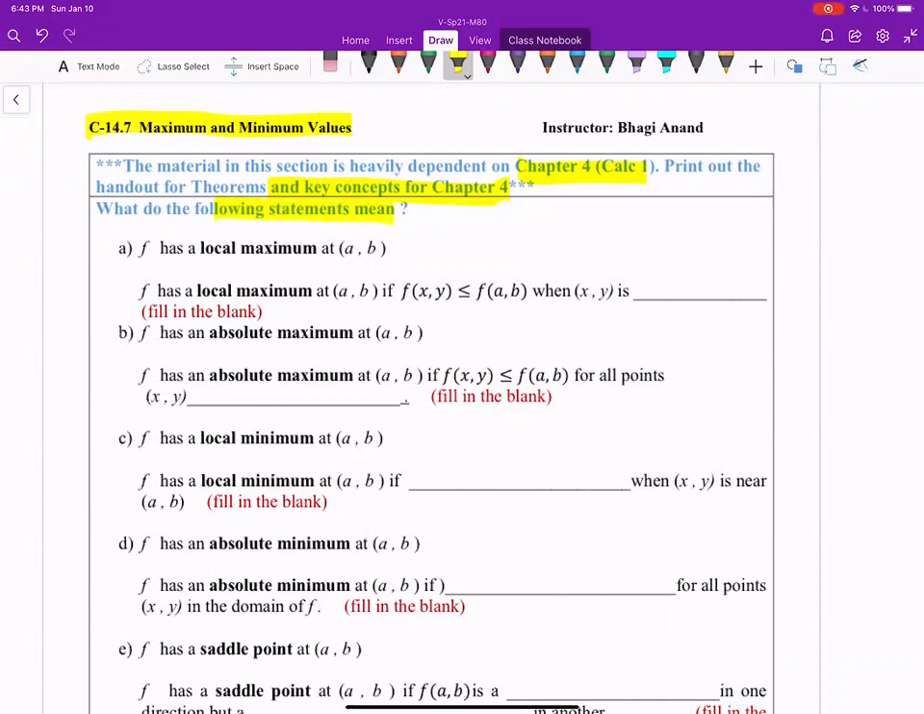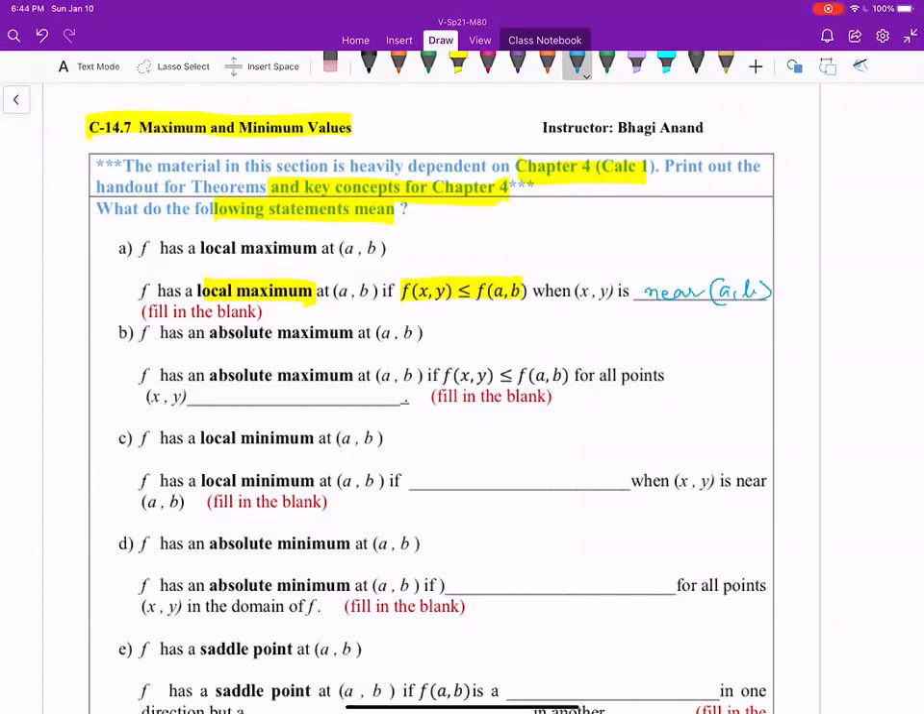F has a local maximum at the point (a, b). F has a local maximum at (a, b) if f(x, y) is less than or equal to f(a, b) when (x, y) is near (a, b). So that is local. So it has to be near the point (a, b).